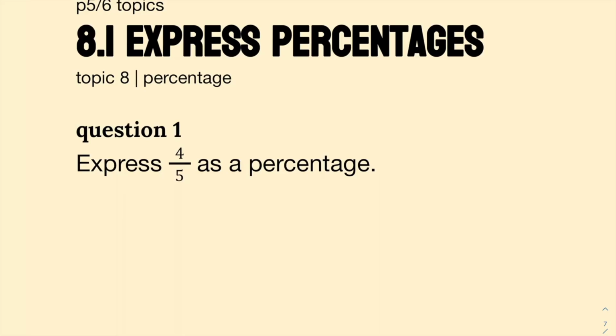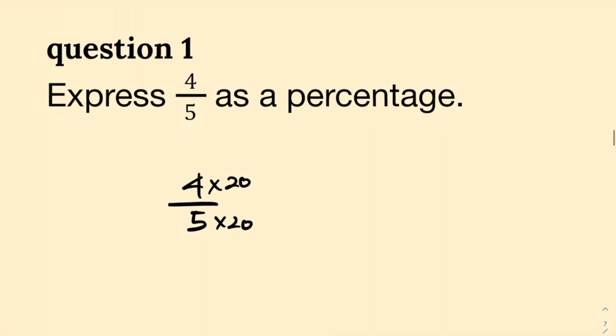In this video, we're going to work with expressing percentages. So the first question, express 4/5 as a percentage. Hopefully by now you know that we love it when our denominators are 10, 100 or 1000. In this case, 5 can turn into 100 very easily by just multiplying by 20. So we do that and we get 80/100, which can be expressed as 80%.